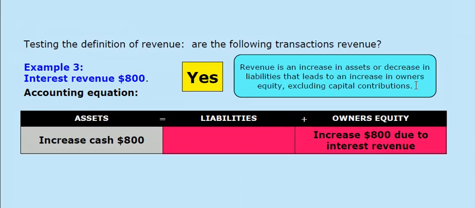Let's look at another example. Interest revenue $800. An example would be where the business has put aside surplus cash resources and received interest on those cash resources. It's received interest of $800. It leads to an increase in cash $800, yes, so that part of the definition has been met. And it also leads to an increase in owner's equity due to this revenue activity. So it does meet the definition of revenue.